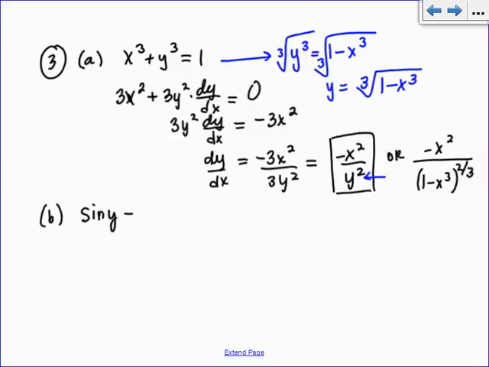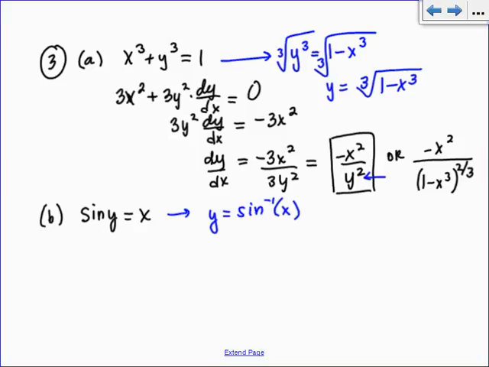If I have sine of y equals x, this one would be difficult to solve for y originally. Does anybody know how to do that? If I solved for y originally, it would be inverse sine of x. Do we know the derivative of inverse sine? Nope. So this is one that we wouldn't know how to take the derivative of in the first place.